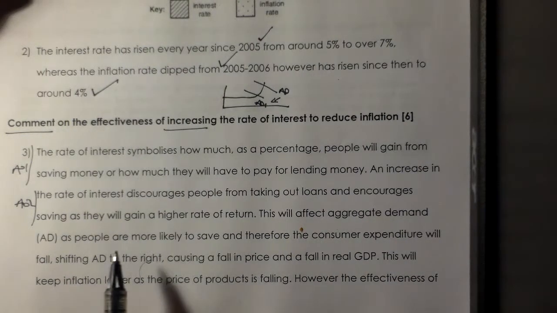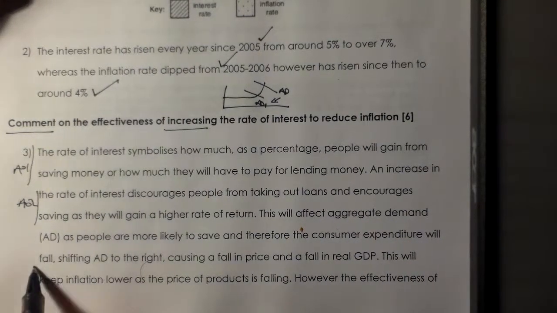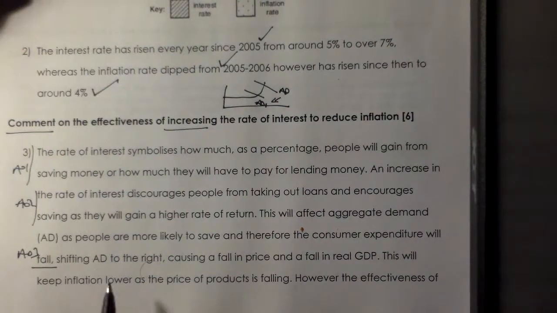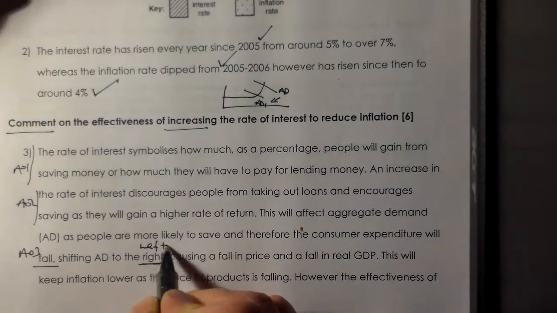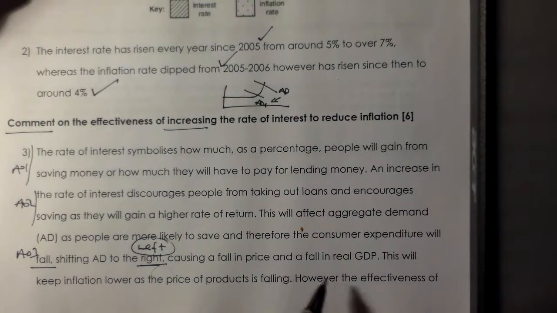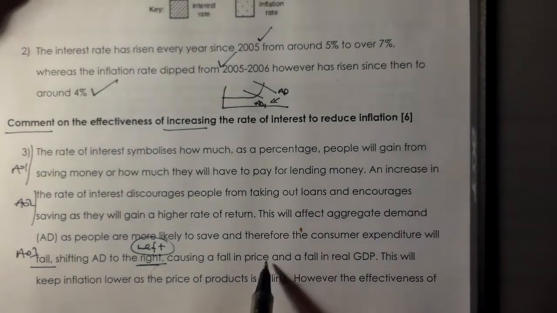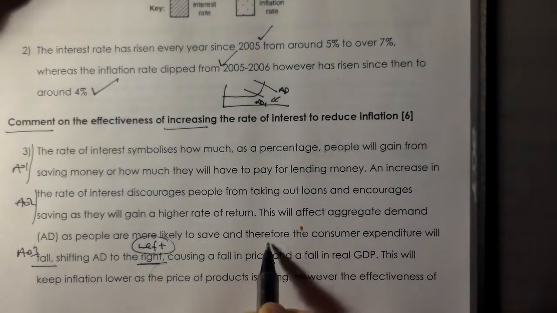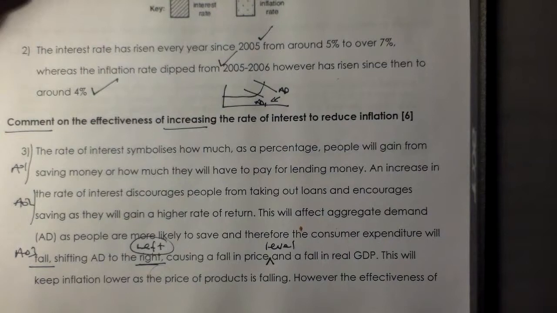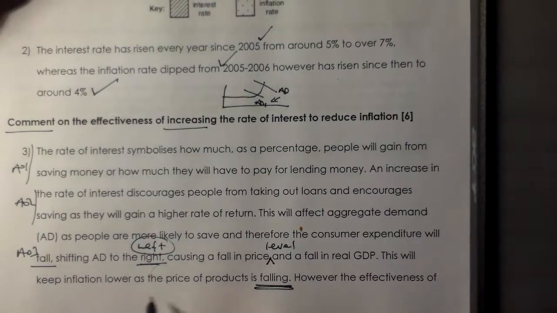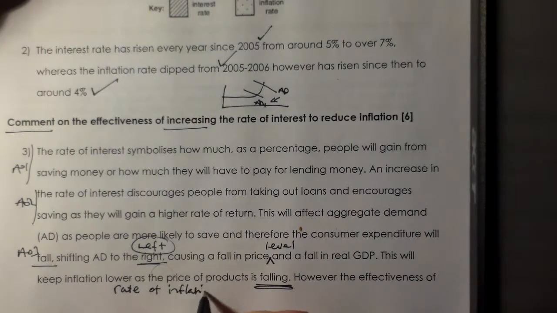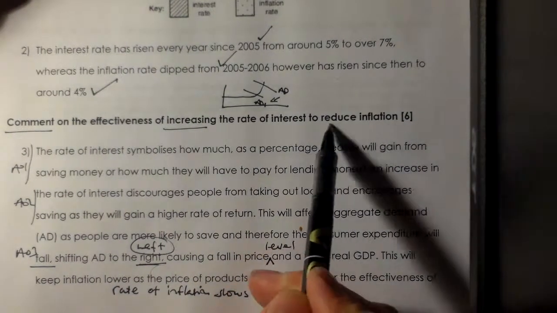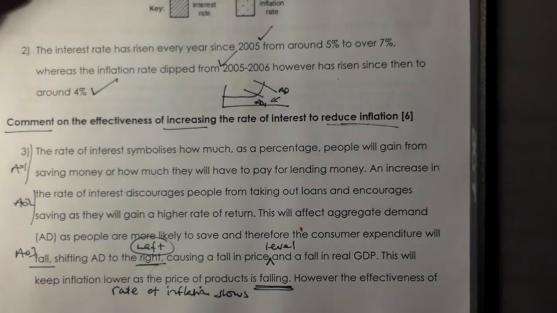This will affect aggregate demand as people are more likely to save, and therefore the consumer expenditure will fall. So we've got a fall in C, there's an AO3, shifting AD to the left, fall in AD, causing a fall in price and a fall in real GDP. Bit of accuracy there. Price level is key. This will keep inflation lower as the price of products are falling. Not necessarily falling, but let's say the rate of inflation slows, because we're just talking about reducing inflation, not necessarily going into deflation.